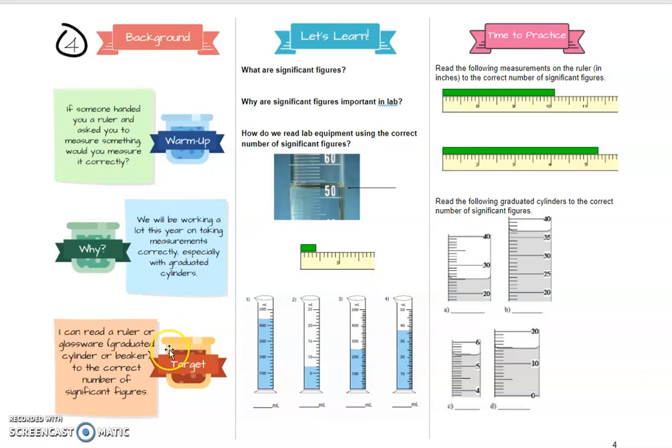Now the target is making sure that you can use whatever is given, a ruler, a piece of glassware, which could be a graduated cylinder or beaker most commonly, and you need to read it to the correct number of significant figures. Okay, so that significant figure phrase is what we're going to cover today, and you'll get some practice doing it.